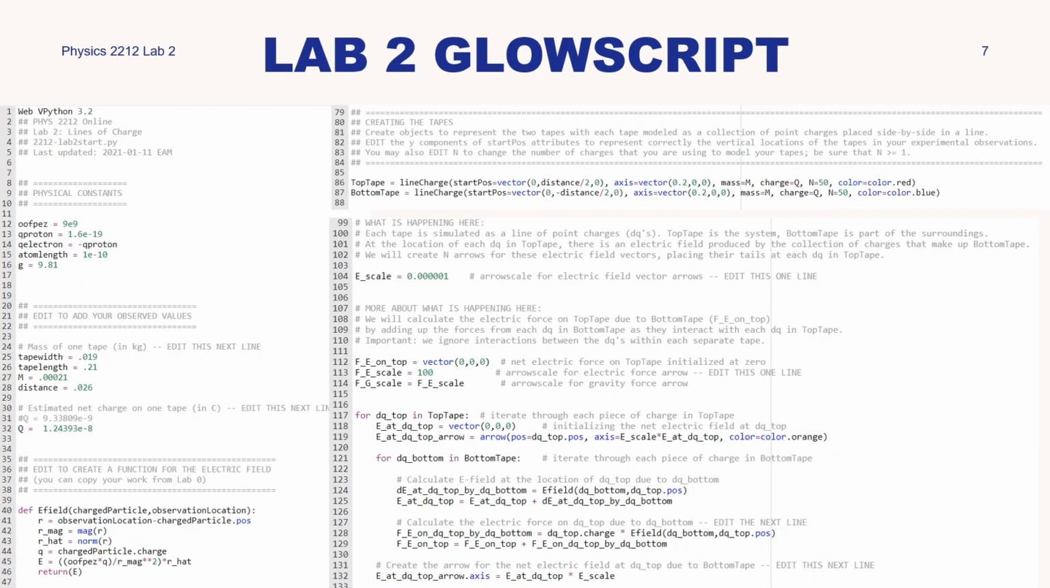Alright, now to the Lab 2 GlowScript code. Most of this was given to us and we only changed a couple things. I input just some physical constants at the top, and my tape dimensions and physical properties right below that. Below the physical constants is the code to determine the electric field, and almost everything else on the right side is just for scaling and actually drawing up the plot.